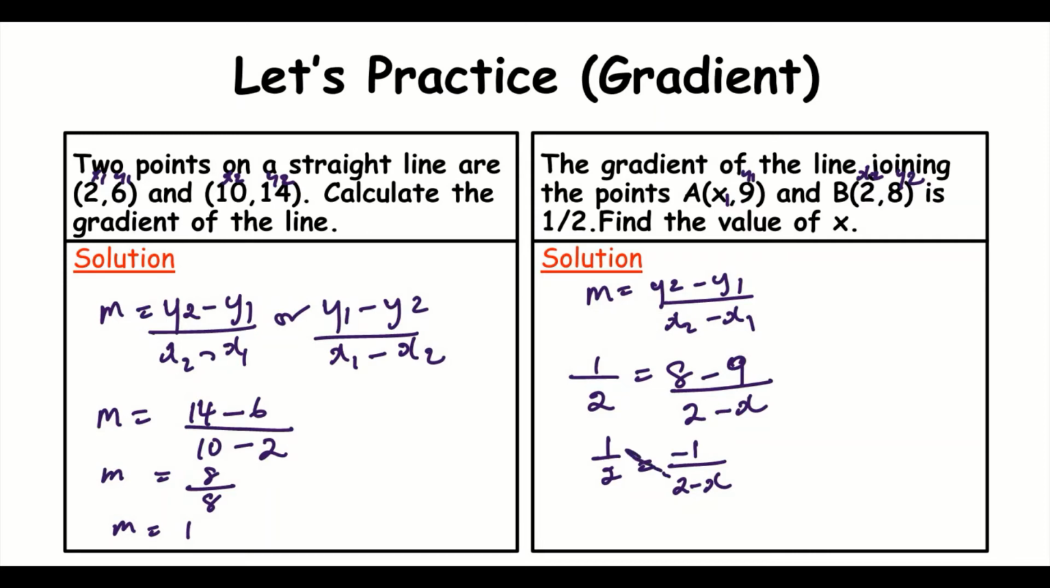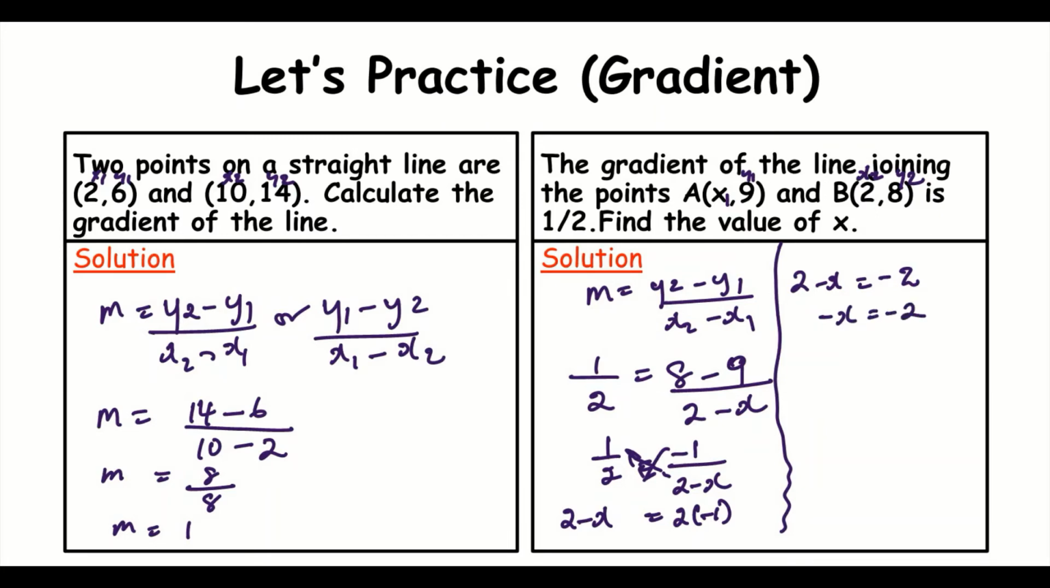And we can apply our cross multiplication concept. Then we have 2 minus x times 1 will give you back 2 minus x. And then we're going to have 2 times negative 1. So we now have 2 minus x is equal to negative 2. We're going to apply solving for x. So we have negative x is equal to negative 2 minus 2. So negative x is equal to negative 4. x is equal to positive 4. So therefore, the value of our x is equal to 4.